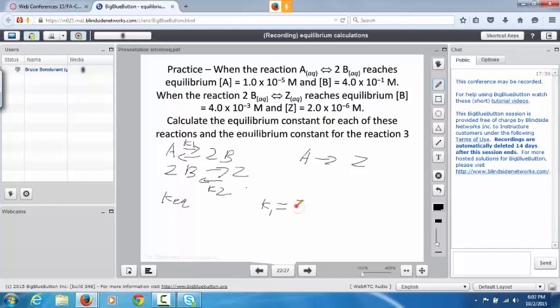K1 equals B squared over A equals 4.0 times 10 to the negative 1 quantity squared over 1 times 10 to the negative 5th.